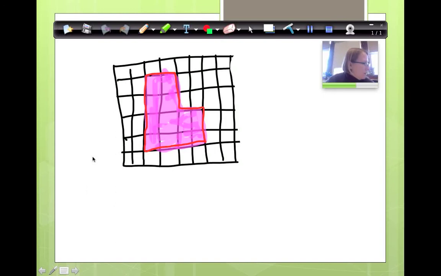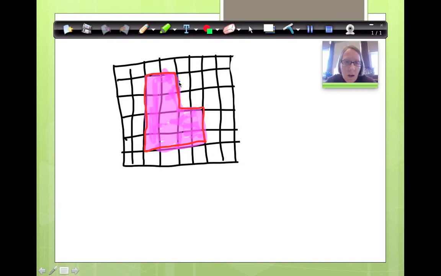Now, we need to find the area of this shape. So, we can do this one of 2 ways. The first way we're going to do it is we're going to decompose it. We're going to take it apart. Okay, so if we take it apart, let's break it into 2 different rectangles.